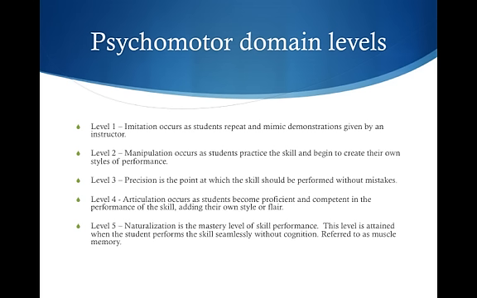Level 5, naturalization, is the mastery level of the skill performance. This level is attained when the student performs the skill seamlessly without cognition, so without any forethought whatsoever. They just perform the skill, referred to as muscle memory. And this is the level that you would like to get your students to whenever they are doing skills: level 5.